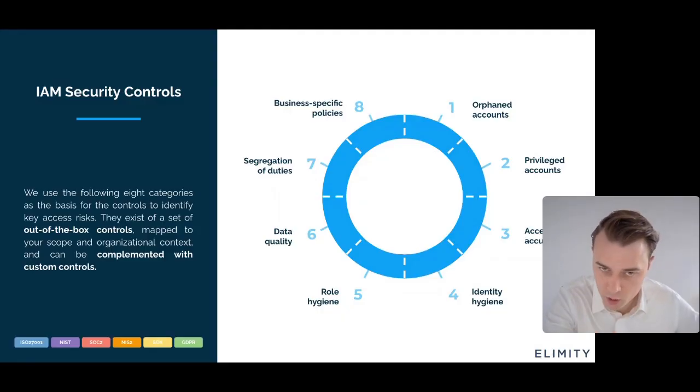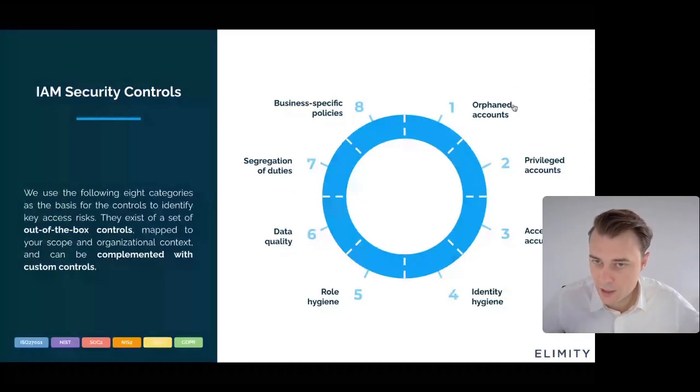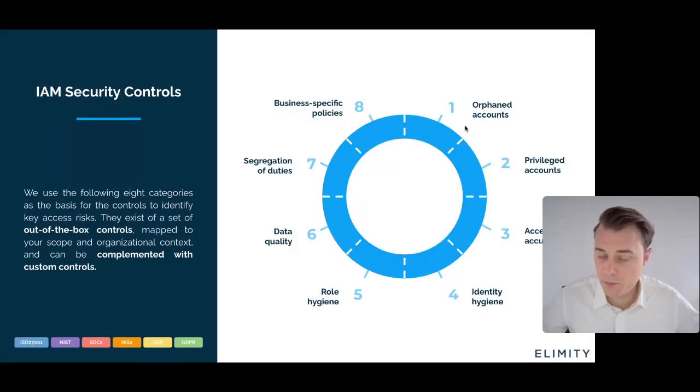But when you boil it down, it always comes down to those 8 categories. Orphaned accounts: people that are not supposed to have access anymore, which can be internal people, but also external consultants that still have access to some SharePoint or team sites. Privileged accounts: who has all privileges, are those accounts tracked, managed and reduced, who collected too much access over time. We have identity hygiene, role hygiene, data quality, and of course segregation of duties.